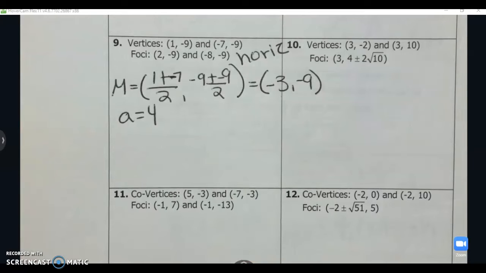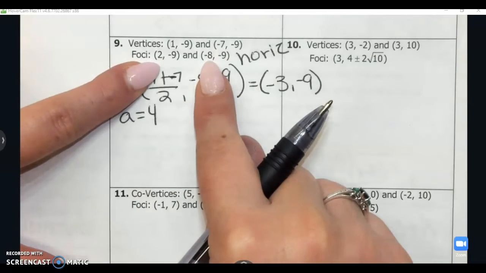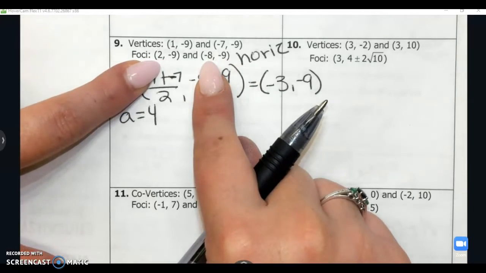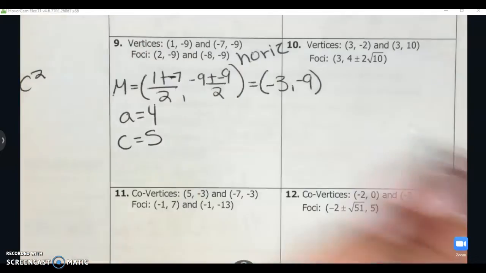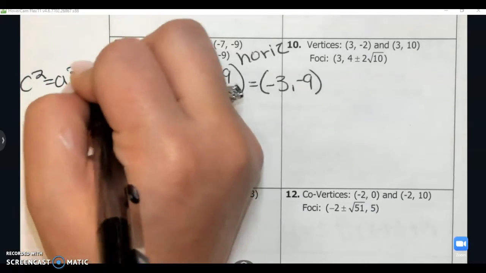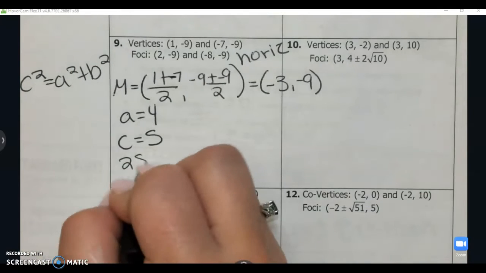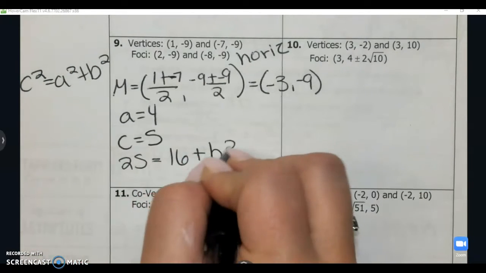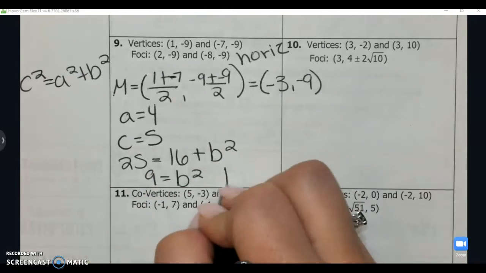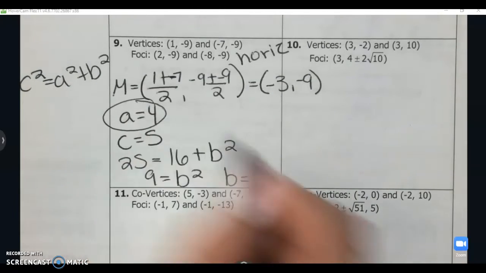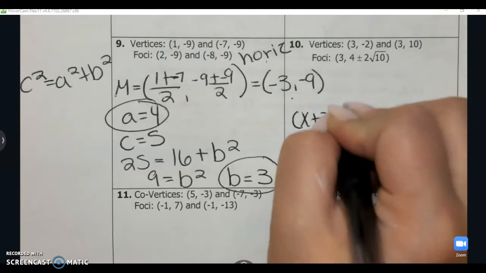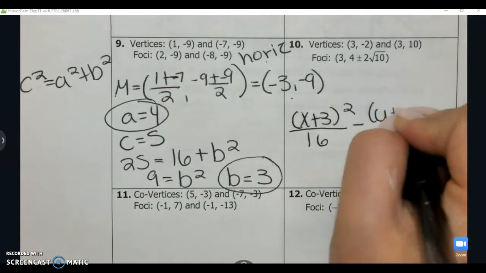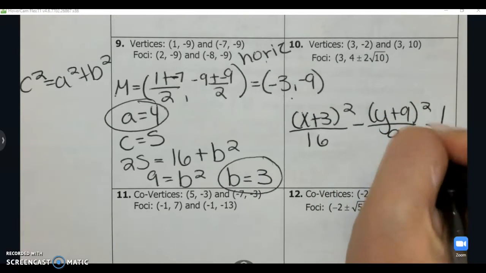Now I'm given the foci. The foci are going to help me find C, but I still need B to write my equation. So looking at my foci, y is not changing, but the x values are 10 apart. Half of that is 5, which means C is 5. So I'm going to have to use the relationship that C squared is equal to A squared plus B squared to find B. So 25 is equal to 16 plus B squared, which leaves me with B squared being equal to 9, which means B is 3. So here's A, here's B, here's my center. I know it's a horizontal hyperbola. So (x plus 3) squared over 16 minus (y plus 9) squared over 9 is equal to 1.